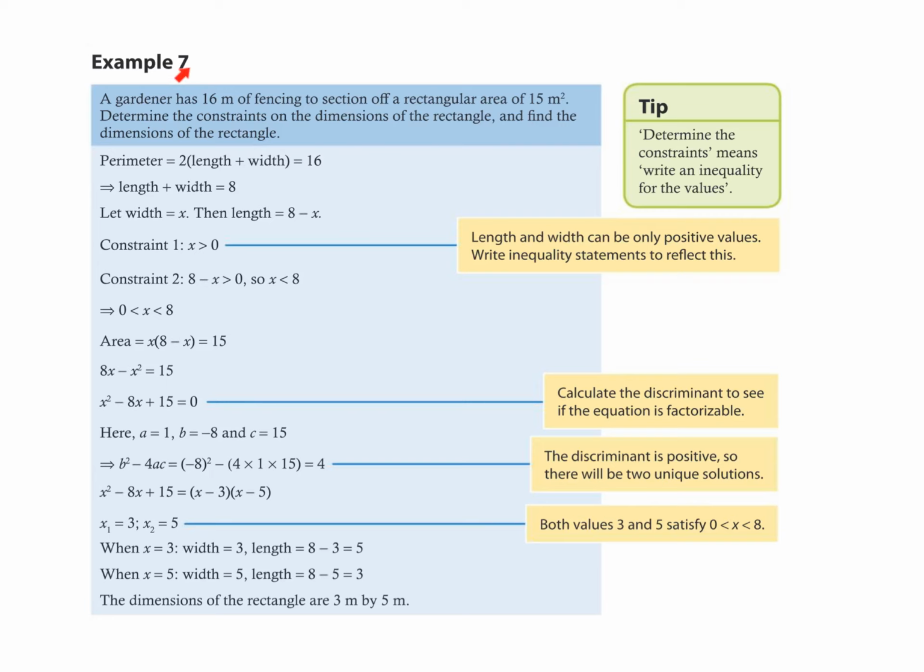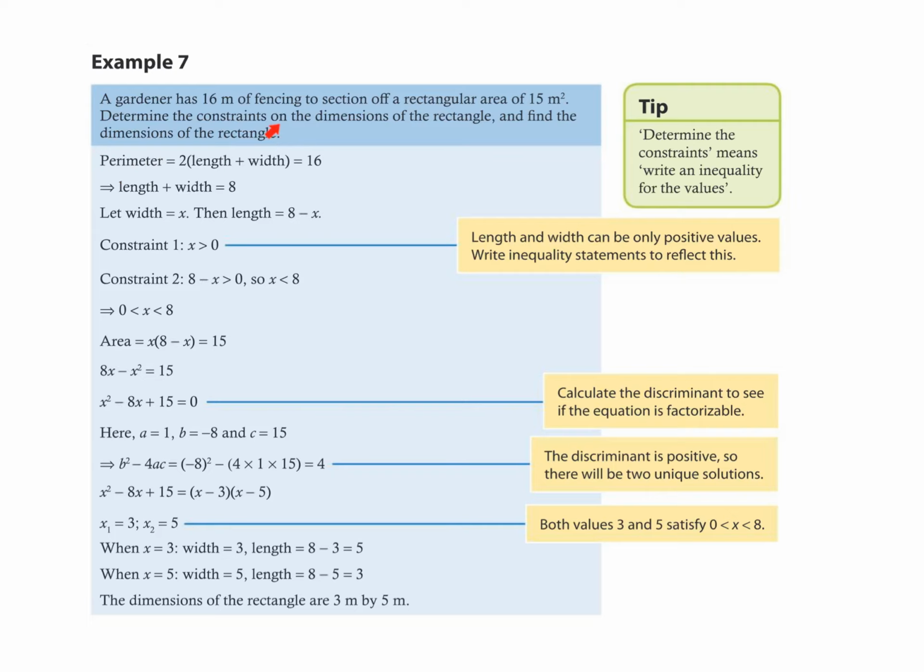Okay, example 7. Let's go through it together. A gardener has 16 meters of fencing to section off a rectangular area of 15 square meters. Determine the constraints on the dimensions of the rectangle and find the dimensions of the rectangle. Now the tip here, determine the constraints, means write an inequality for the values. Okay, we've seen that before.